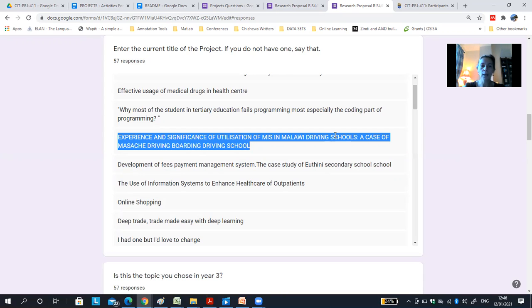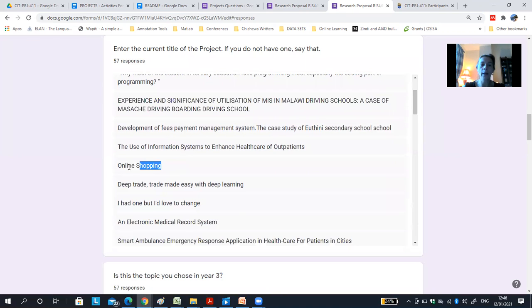Okay, so I'm going to take one more: online shopping. Now, that is not satisfying the criteria in the handbook. So whoever wrote this needs to go back and ask, how can I improve this title? This is the name of a research area, online shopping. But what kind of research are you doing?